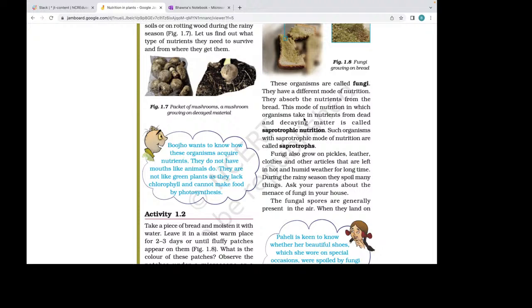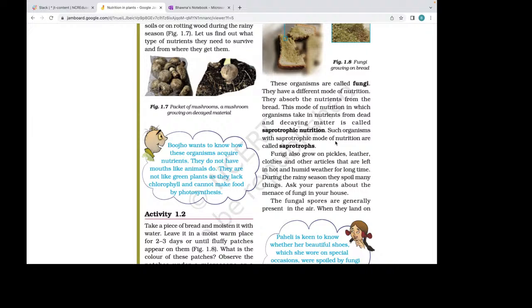So I have given you an example of fungi. They are basically saprotrophs. So such organisms with saprotrophic mode of nutrition are called saprotrophs. इनको हम क्या बोलते हैं? इनको हम बोलते हैं saprotrophs.